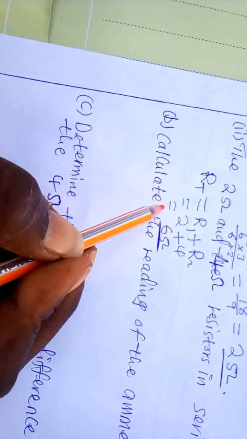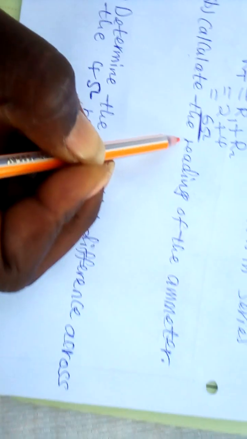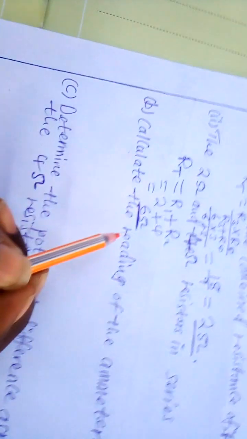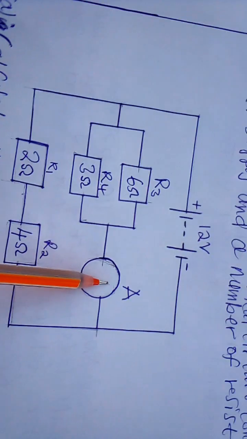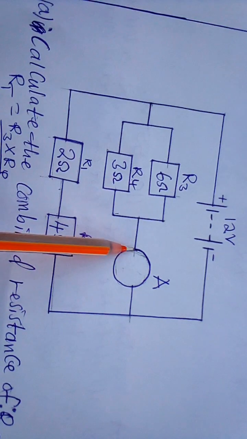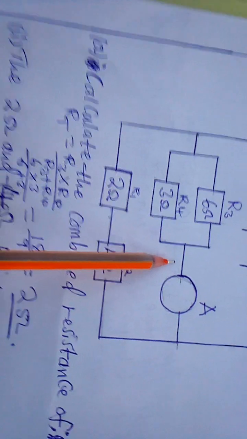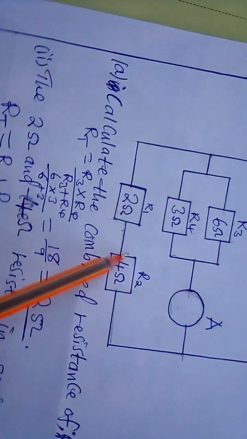Let's now come down here. Down here we have a question saying calculate the reading of the ammeter. Where do we have the ammeter? Let's go to the diagram and check. The ammeter is here. This is the point of the ammeter. This ammeter is used to measure current. So now, what's the reading? It's connected in parallel. So let's come and calculate now.